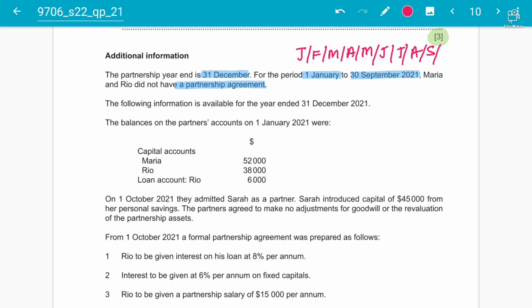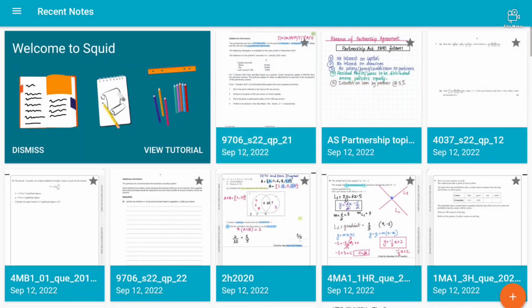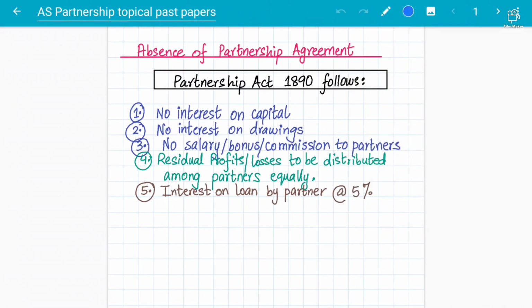So we have this till September here, which means that for the first 9 months of the year, they don't have a partnership agreement, which indicates the following clauses that we need to understand. In the absence of a partnership agreement, the Partnership Act of 1890 will follow, which indicates there will be no interest on capital, no interest on drawings, and no salary, bonus, or commission paid to partners. It will be simple, no partner will be dominant, which means that equal profit will be shared, equal loss will be distributed, and if any partner has given a loan to the business, he will be getting 5% interest on that. Okay, so this is very important. If any partner gives a loan to the partnership, he or she will be paid 5% on it. So these are the clauses, students, that you need to understand for the absence of a partnership agreement.